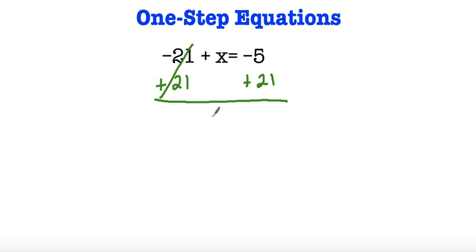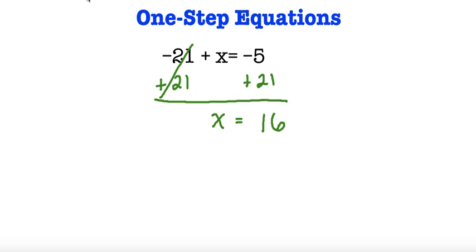On the left side, I'm only left with x is equal to, now here I have negative 5 and positive 21. And since the signs are opposites, I'm going to subtract. So 21 minus 5 is 16. And here the number with the greatest absolute value is 21. So our answer is positive 16.